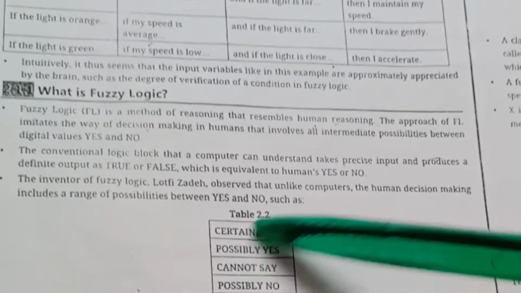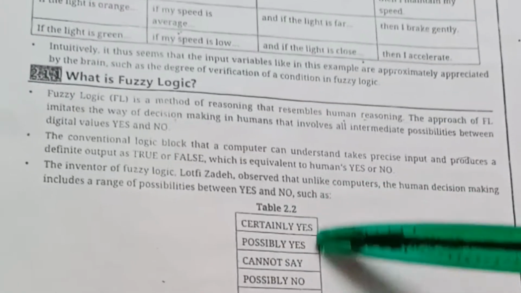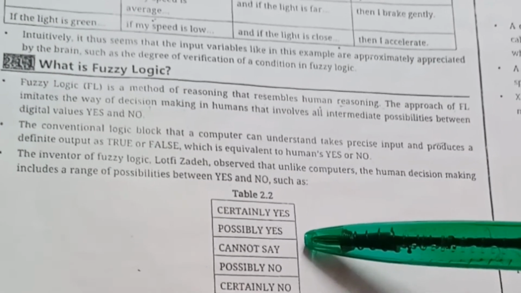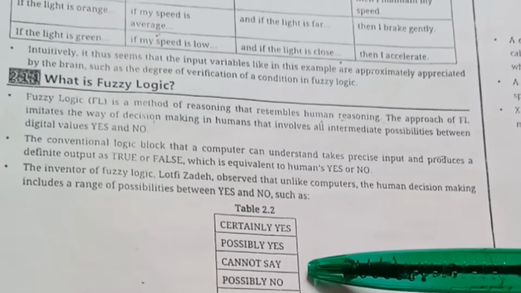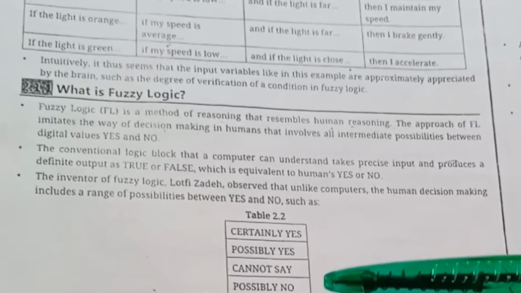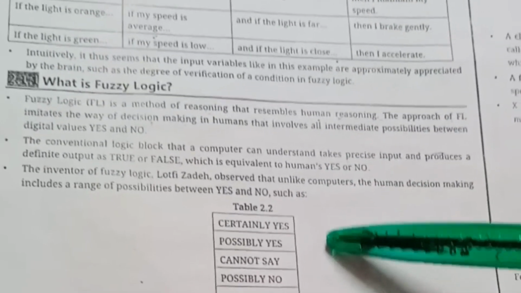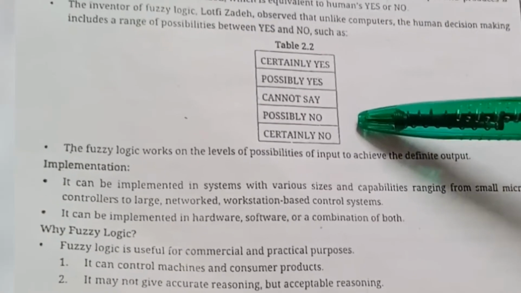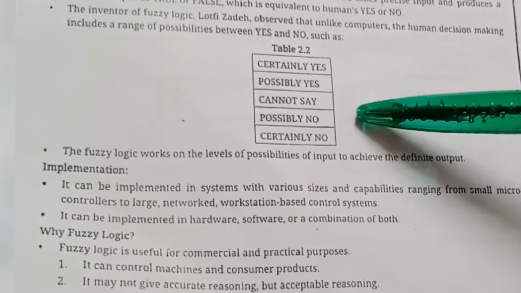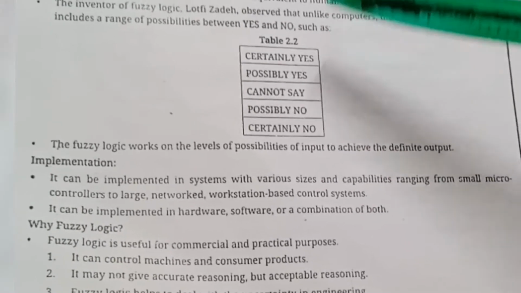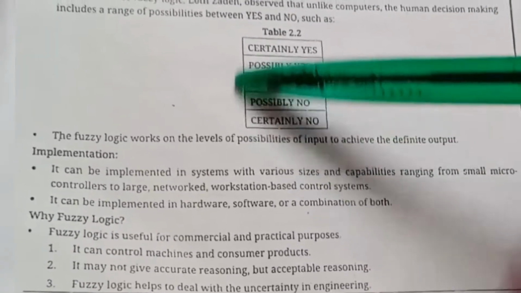Let's see the example. This table illustrates the example. Number 1 is certainly yes, possibly yes, cannot say. Sometimes a condition comes where nothing can be said. Next is possibly no and certainly no. So these are the range of possibilities, that is, decisions made by humans. In a similar way, fuzzy logic works. It gives levels of possibilities of input to achieve a definite output.